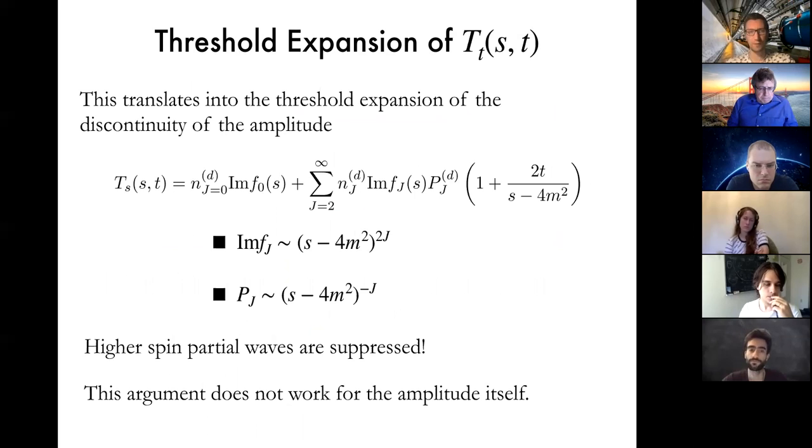of the amplitude. The way you work it out, you take the expansion in terms of Legendres. You take the discontinuity, which is the same as taking the imaginary part of these f's. If you use the formulas from the previous slide and you go close to threshold, s close to 4, you find that the imaginary part of f scales like (s-4)^(2j), and the Legendre polynomial scales like (s-4)^(-j). So all the higher partial waves are suppressed. Therefore, you find that this data for low spin partial waves turns into the threshold expansion of the discontinuity of the amplitude.